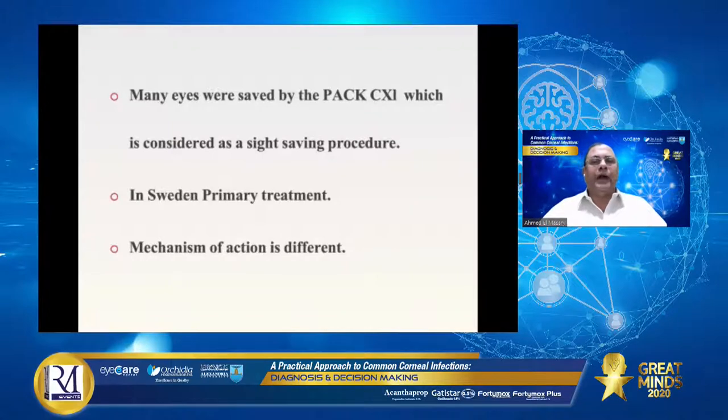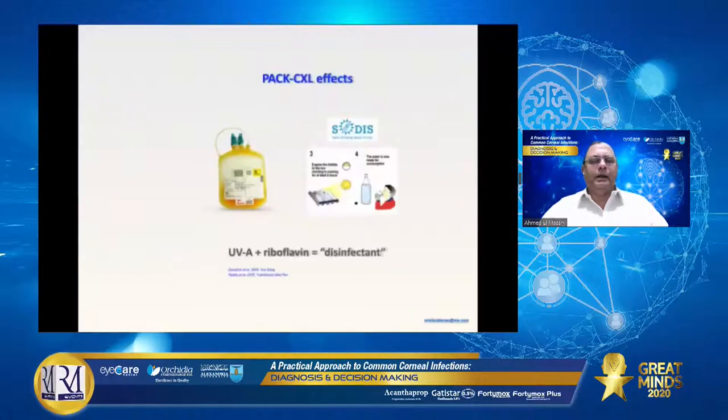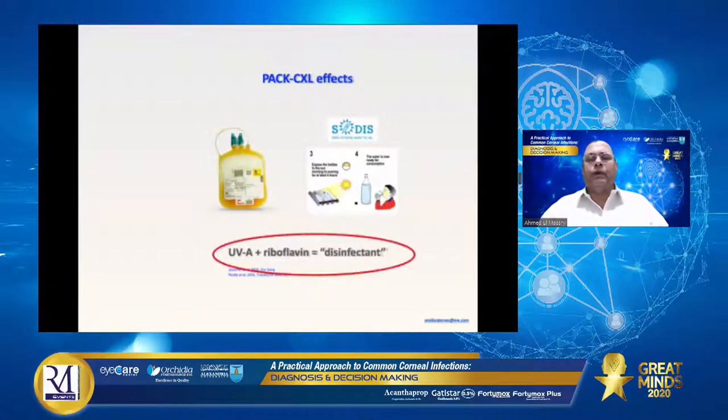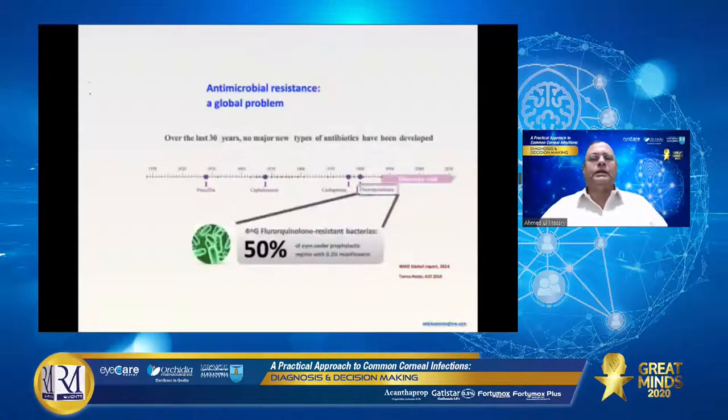And the mechanism of action for this cross-linking in infectious keratitis is totally different from that of the keratoconus. So the PACK cross-linking effect, simply, we know that the ultraviolet rays plus the riboflavin act as a disinfectant. If you bring a bottle of water and just put it in the sun for 6 hours, you can drink it and it will be sterile with the ultraviolet rays. With the riboflavin, this combination acts as a disinfectant.